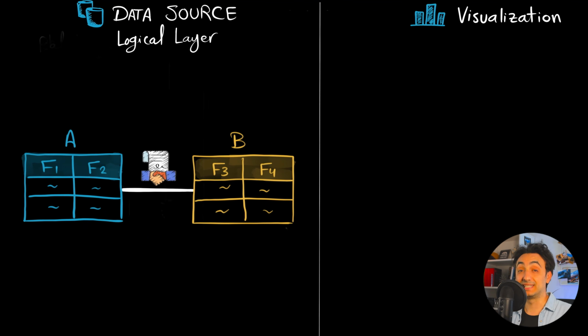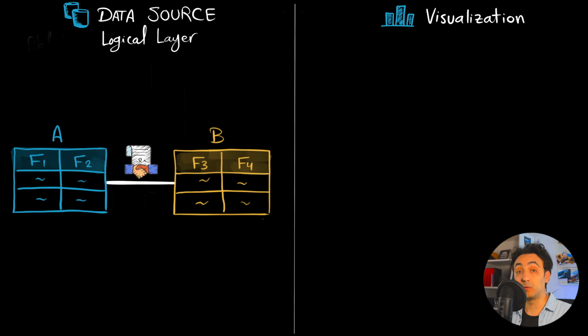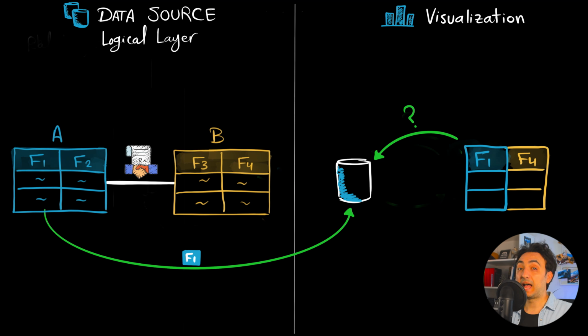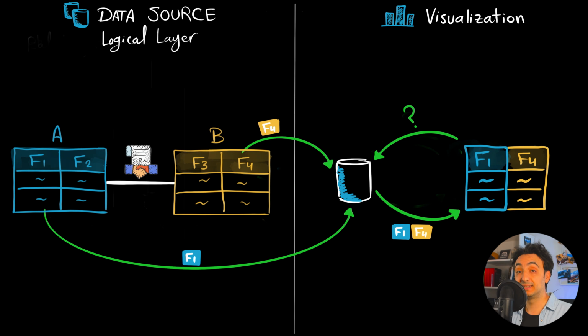So now at the visualization level, if we take the field F1 from table A and F4 from table B, what's going to happen? First, Tableau is going to check the contract in order to understand how to generate the queries, and then it's going to send the query to the first table, and then it's going to send another query to table B in order to get the data for F4. And then the data is going to be combined at the visualization level and not the logical level.